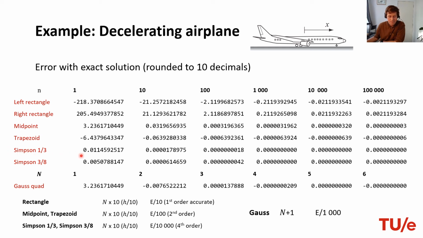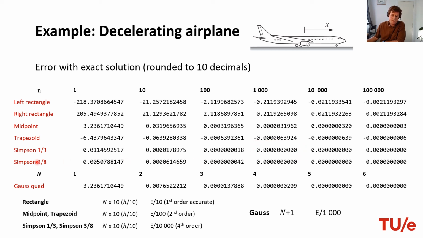So for Simpson's method, we see that in every step that we take, we're able to reduce the error by a factor of 10,000. And this is very nice because this is fourth order. And so starting from fourth order, I think we can already call this method a high order method. So we see that it is very accurate. After only, let's say, 1,000 function evaluations, we can make the error so small that it is negligible.